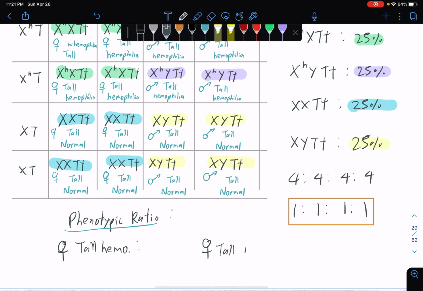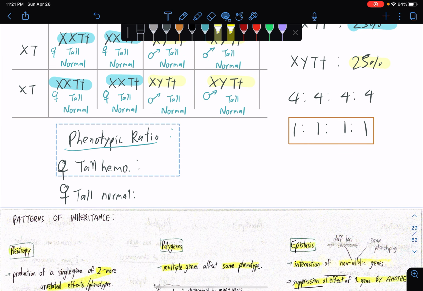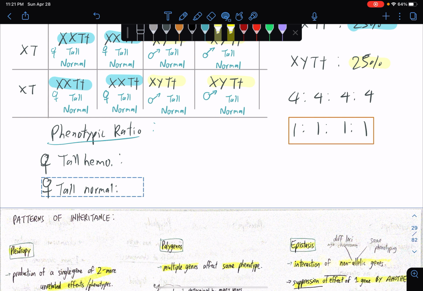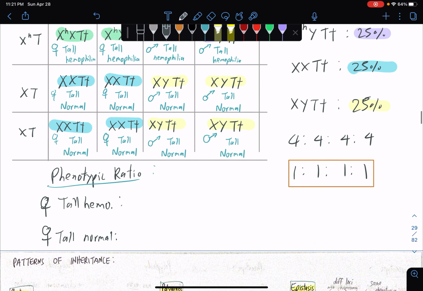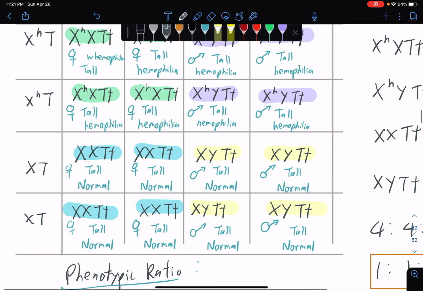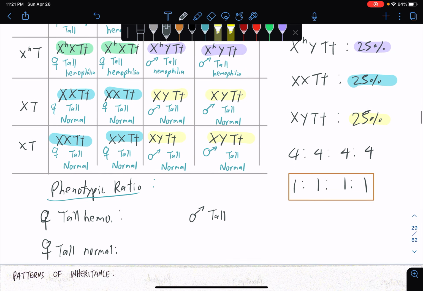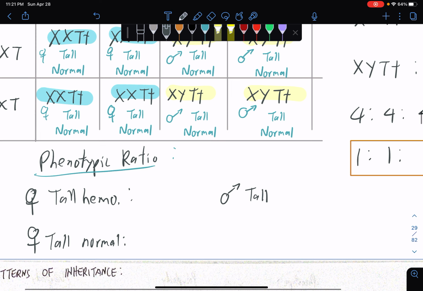Female, tall, normal. We have male, tall. I think it's safe to say that everyone is tall. There's a 0% chance for an offspring to be short based on the circumstances presented by the Punnett square.